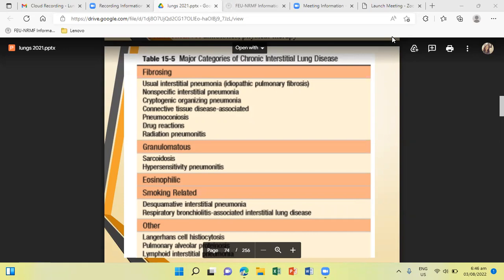Okay, I'm now going to continue discussing. We are now in the part of the chapter on chronic diffuse interstitial or restrictive lung diseases. So this is a table directly lifted from your book, which categorizes the different interstitial lung diseases that we will cover for the next hour. So let us try to go through it one by one.